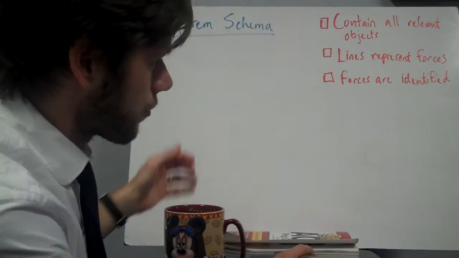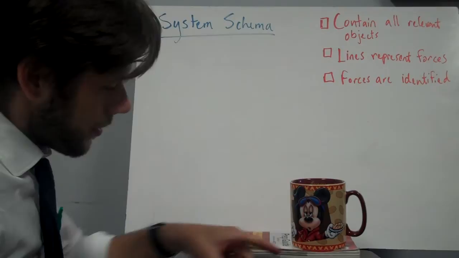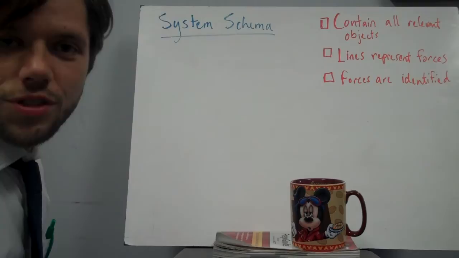So what does that look like? Well, let's take the mug again. The mug right now is sitting on top of a book. The book is sitting on top of this chair. This chair is sitting on top of the earth, on the floor. So there's lots of interactions happening.